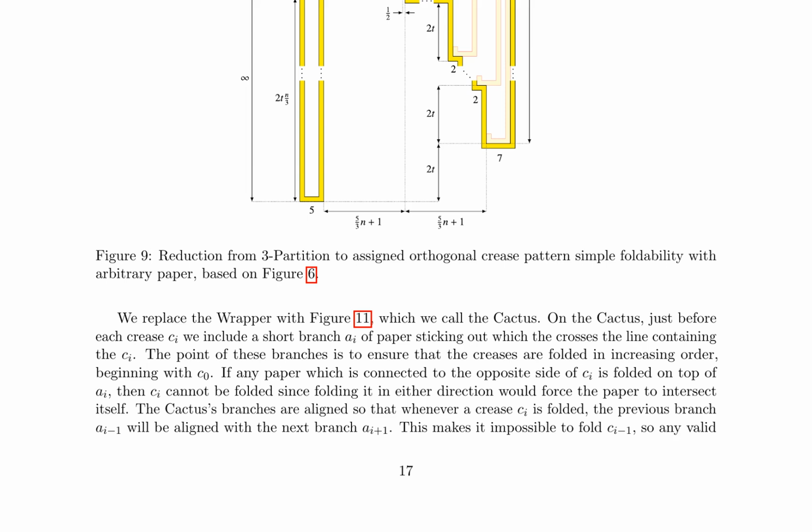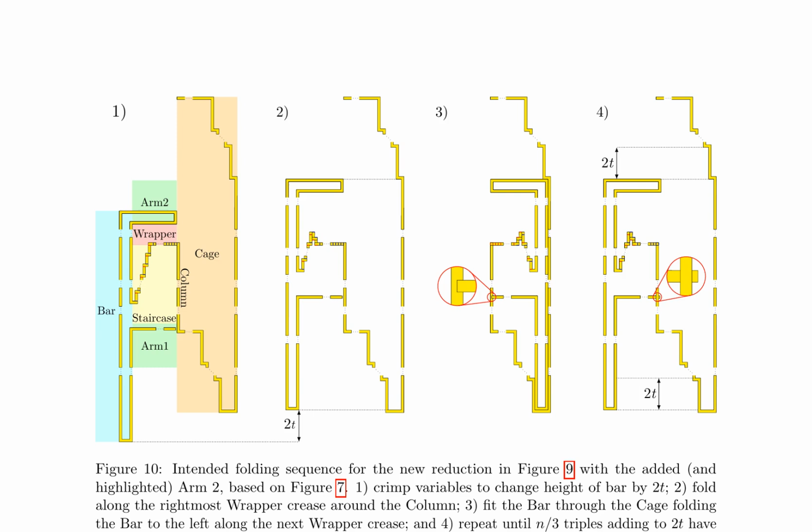In Figure 10, the intended folding sequence for the new reduction is demonstrated, including the addition of arm2. This sequence involves crimping variables to change the height of the bar by 2t, folding along the rightmost wrapper crease around the column, fitting the bar through the cage by folding the bar to the left along the next wrapper crease, and repeating this process until n/3 triples have been checked.